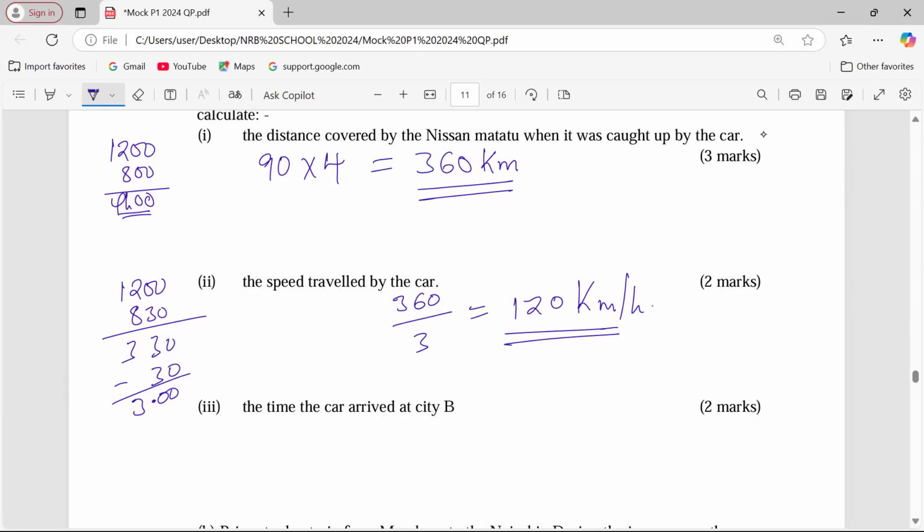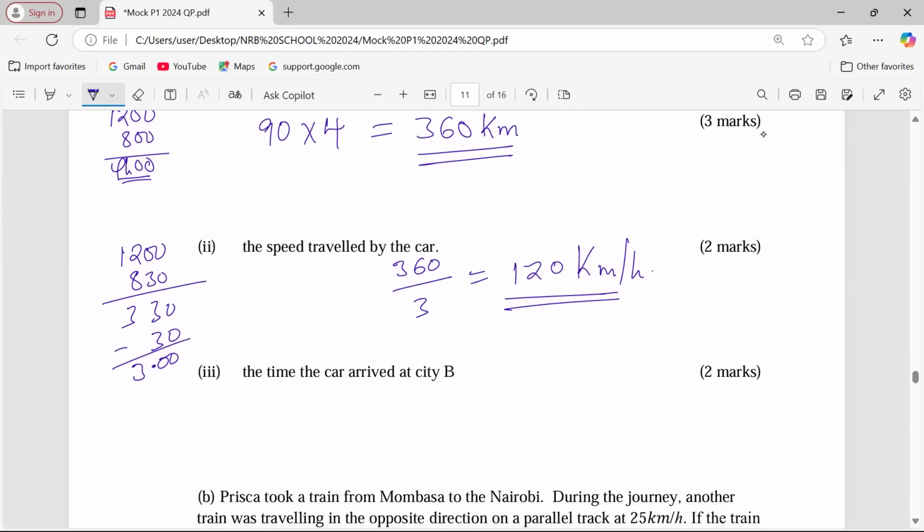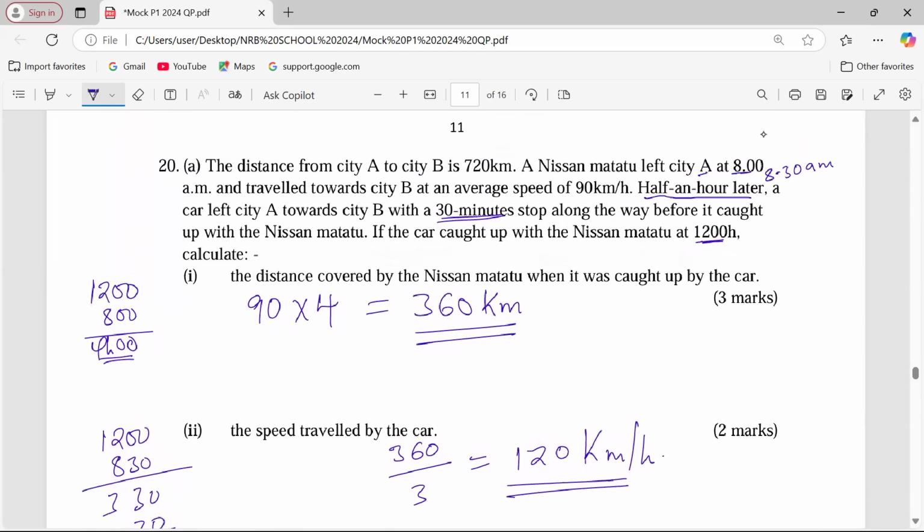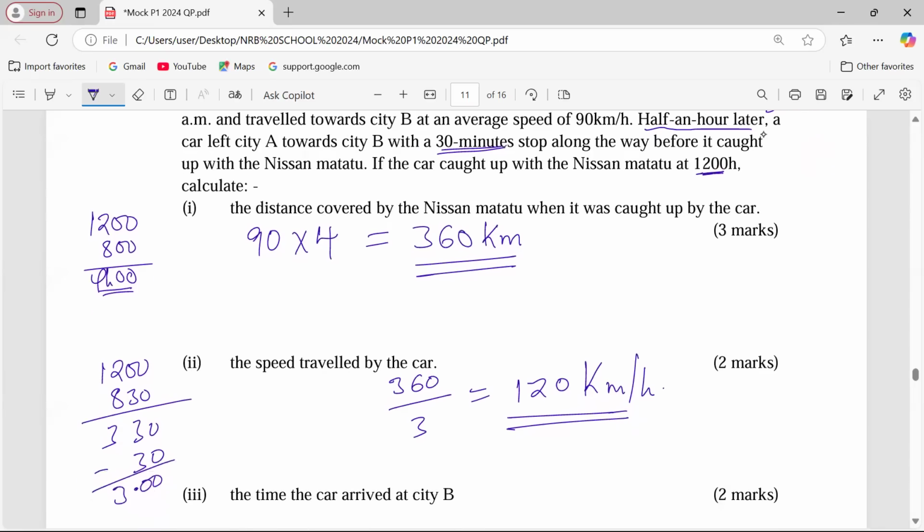Very simple. Speed of the car, 120 kilometers per hour. A very good question. Actually, this one is not the kind of question that a student should get stuck on. You just have to understand this information, interpret it wisely, and you'll be good to go.